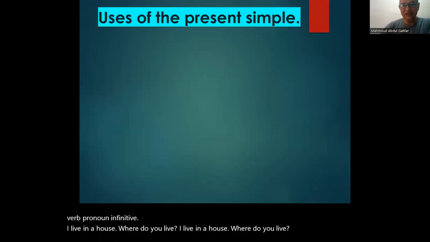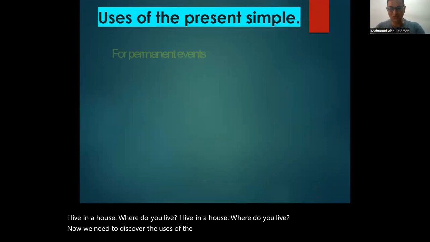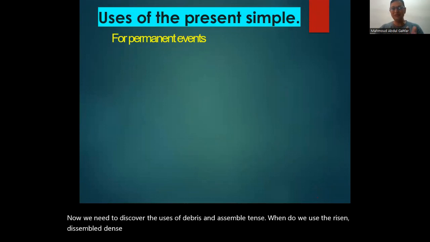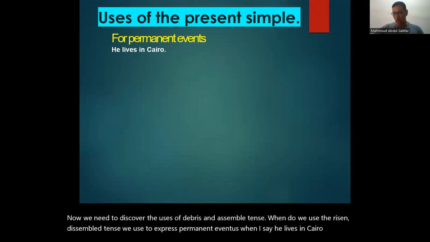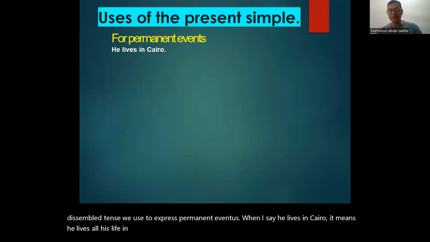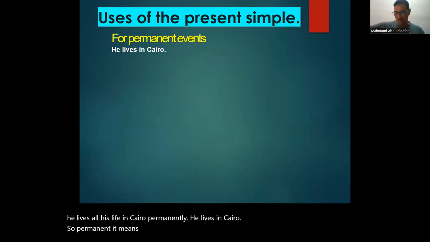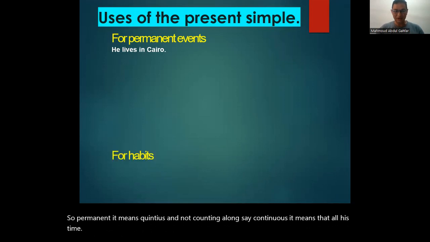Now let's discuss the uses of the present simple tense. When do we use the present simple tense? We use it to express permanent events. When I say he lives in Cairo, it means he lives all his life in Cairo. Permanently, he lives in Cairo. So permanent means all his time.